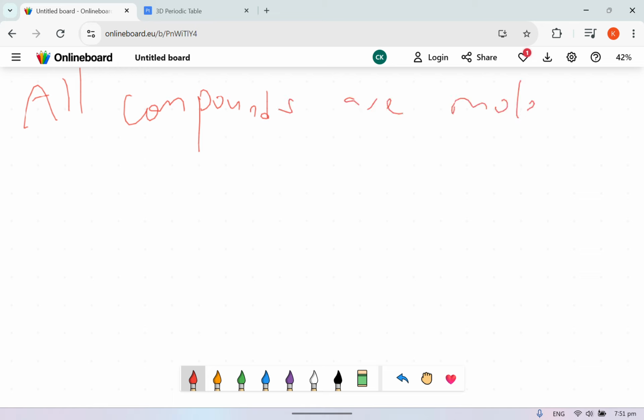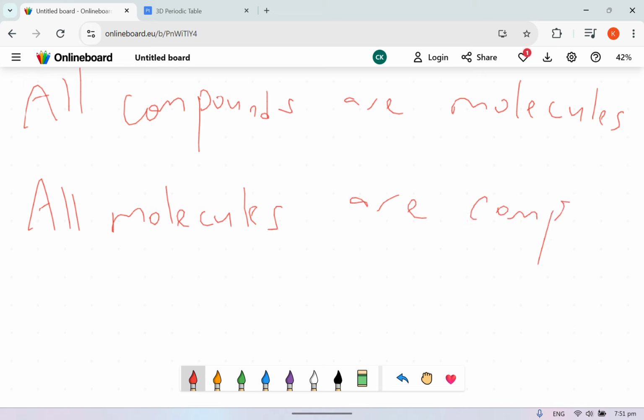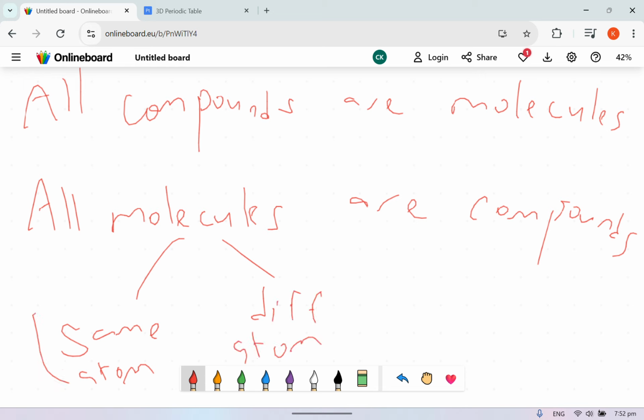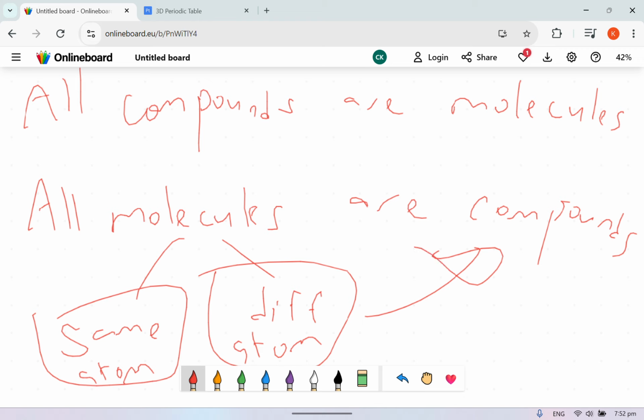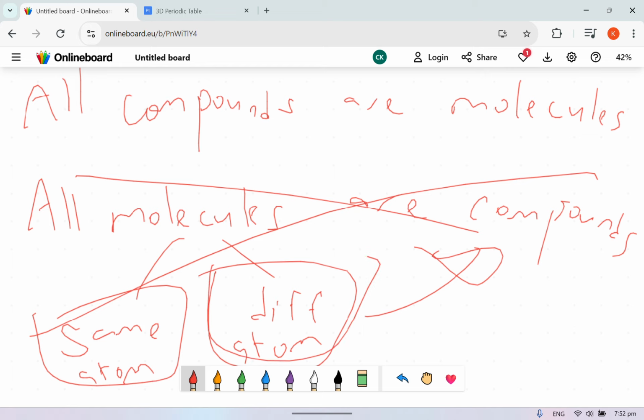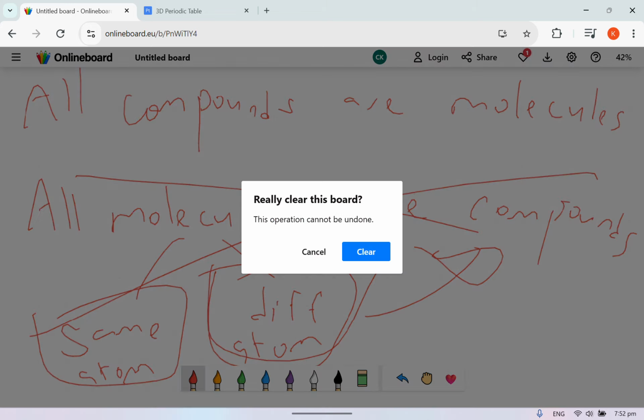But it doesn't work the other way. Not all molecules are compounds. Why? Because molecules, you know, there are two types. Type 1 is the diatomic, polyatomic, which are basically made of the same atoms. We've gone through this like the third time, but I'm going to go through one more time. This is the element, the diatomic elements, polyatomic elements. This is the compounds. So this is incorrect. Not all molecules are compounds. Only some, which are under this category, are.